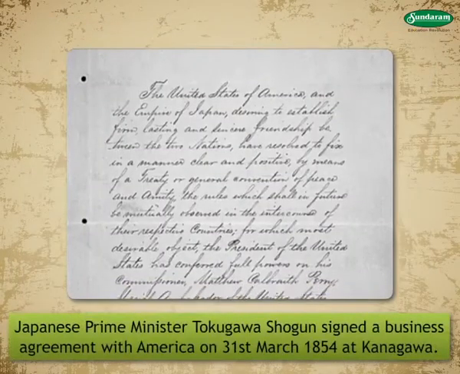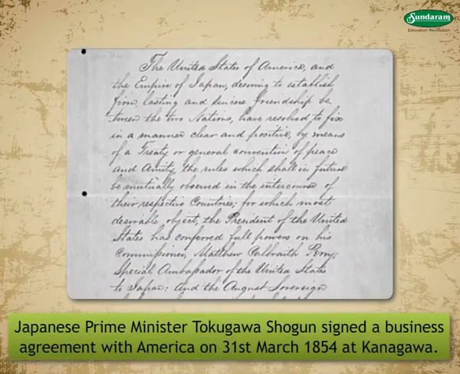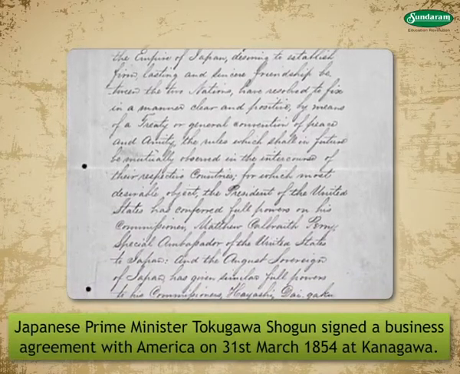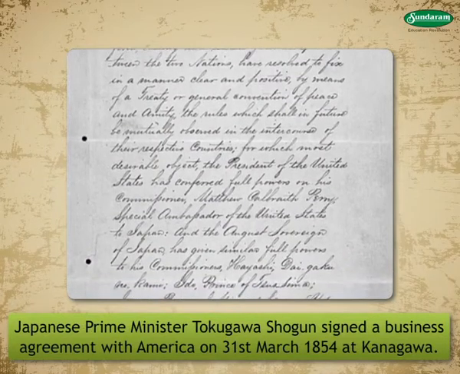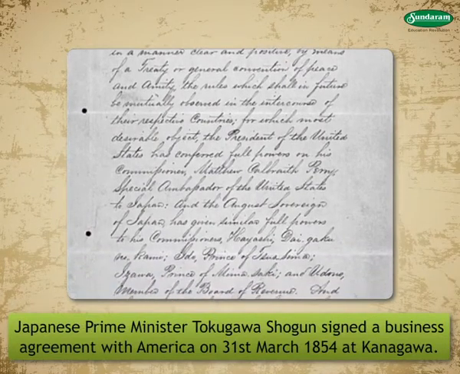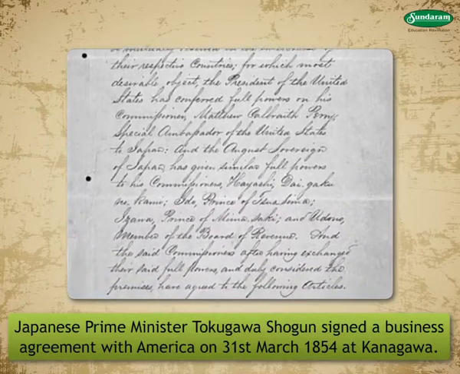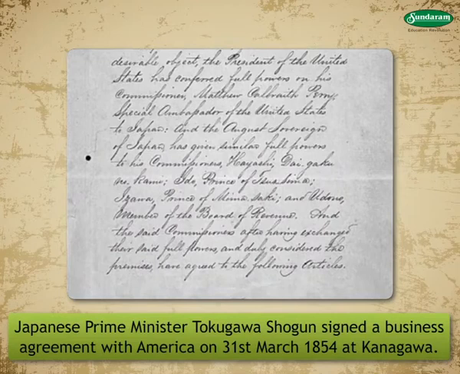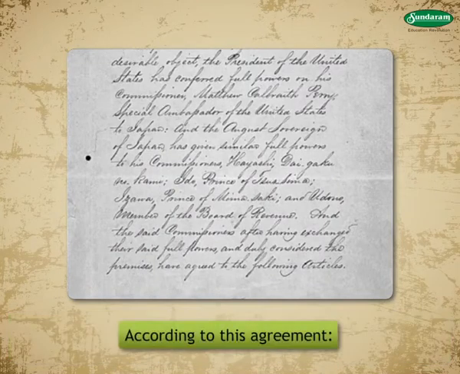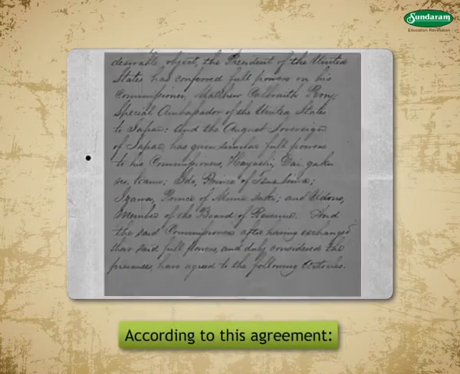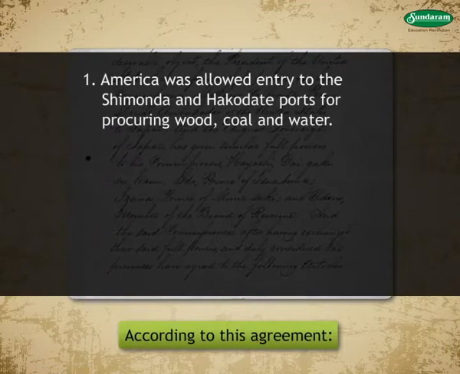Considering the extent and strength of Perry's navy, the then Japanese Prime Minister Tokugawa Shogun signed a business agreement with America on 31st March 1854 at Kanagawa. According to this agreement, 1. America was allowed entry into the Shimoda and Hakodate ports for procuring wood, coal, and water.